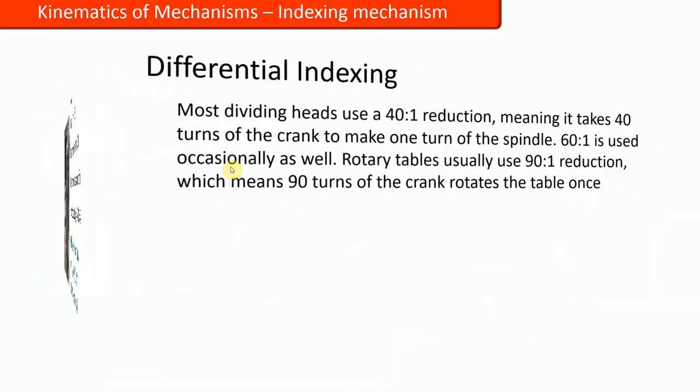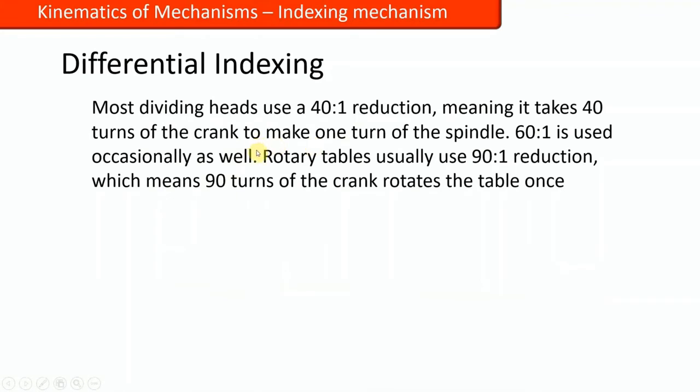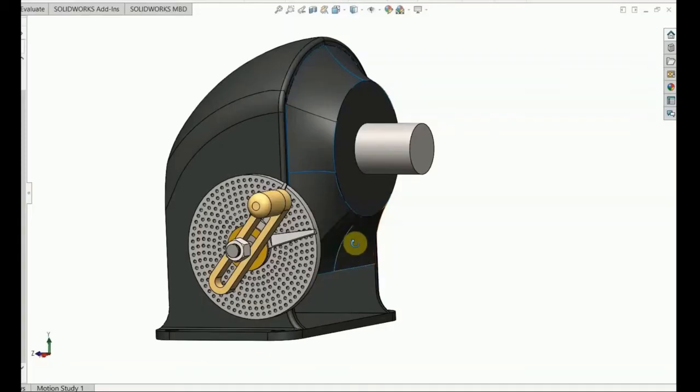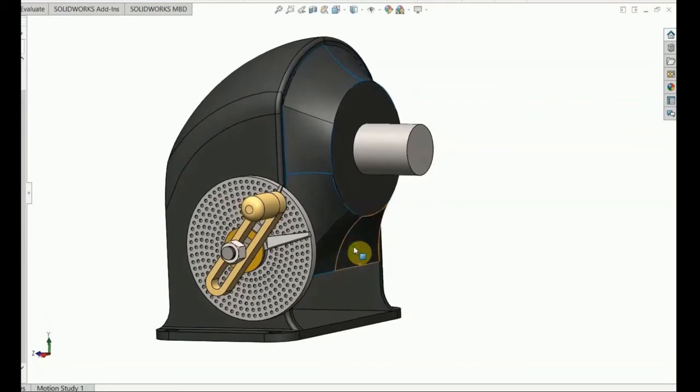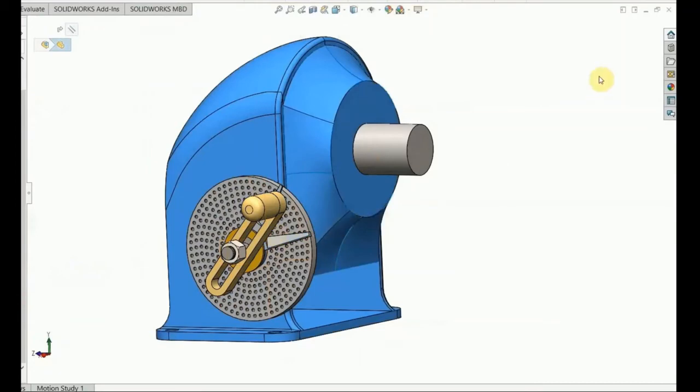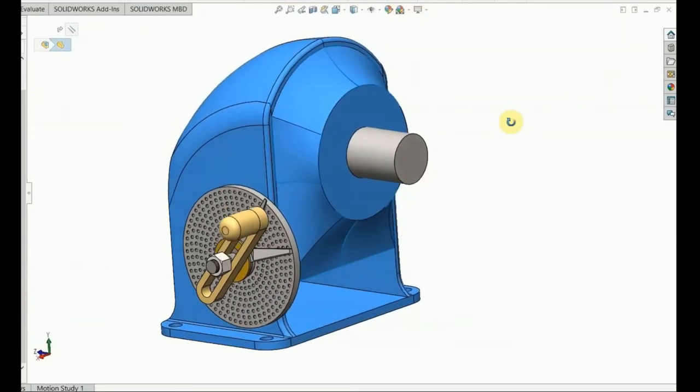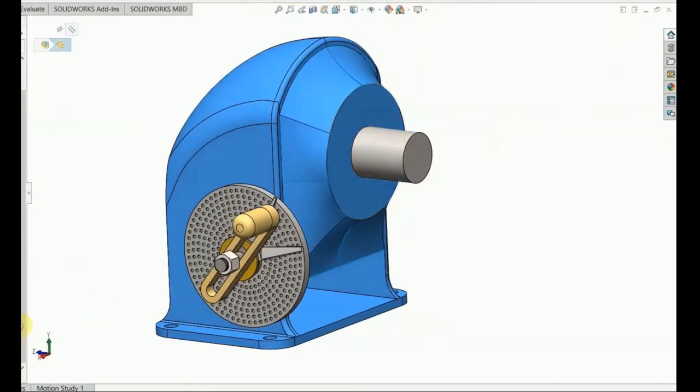Let us see the differential indexing mechanism. The differential indexing mechanism has a worm gear mechanism and the reduction ratio of the gears is 40:1. This is the CAD model of the dividing head we are talking about. The different parts of the dividing head are the crank, indexing plate, and the sector arms. There are 2 sector arms here and then a frame that covers the indexing mechanism. So in order to have a good look at the mechanism, let us just suppress the frame.